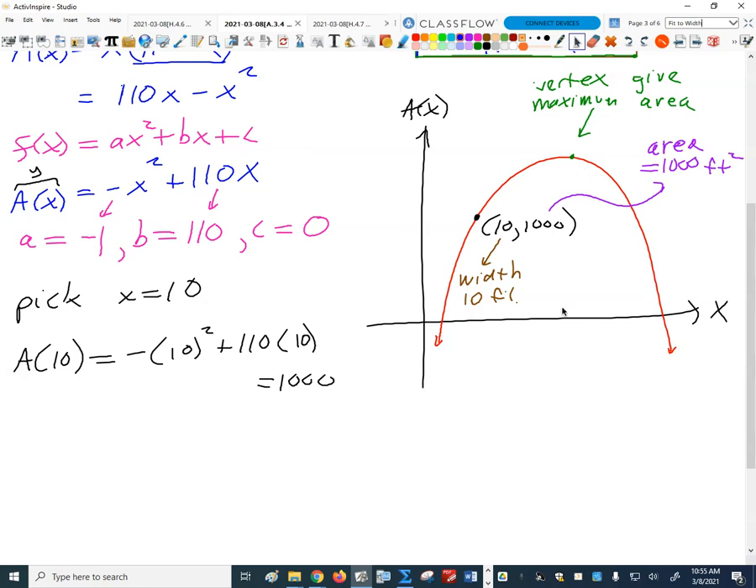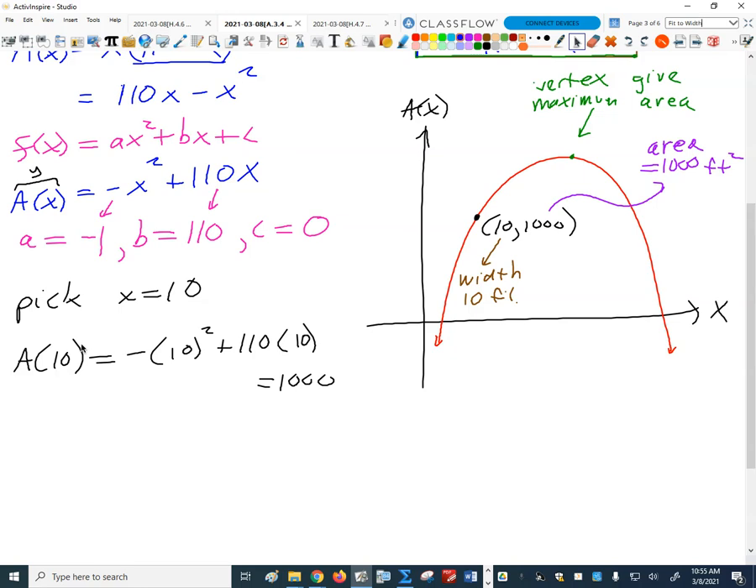The x coordinate of the vertex is going to be a value of x. The y coordinate is going to be a value of area. It's going to be a value of a. And I've just got this function. It works like any other function. If I plug in an x value, it's going to spit out an area, right? It's an a of x function.